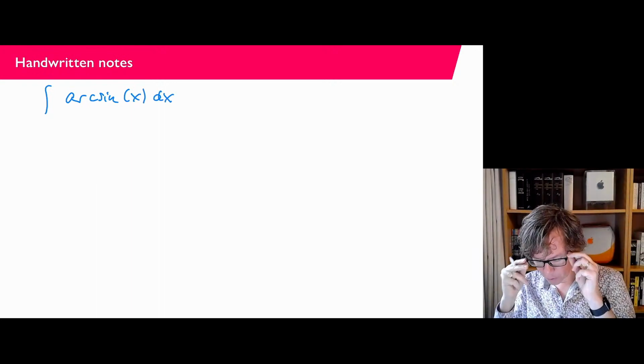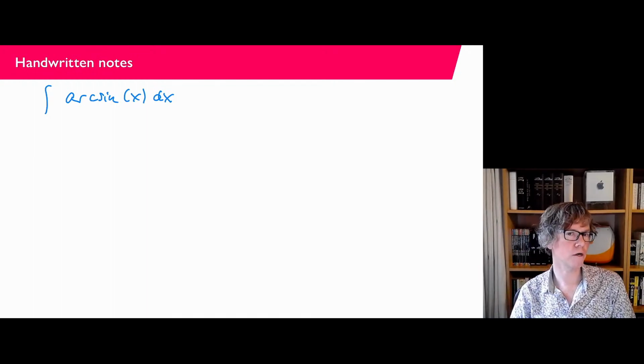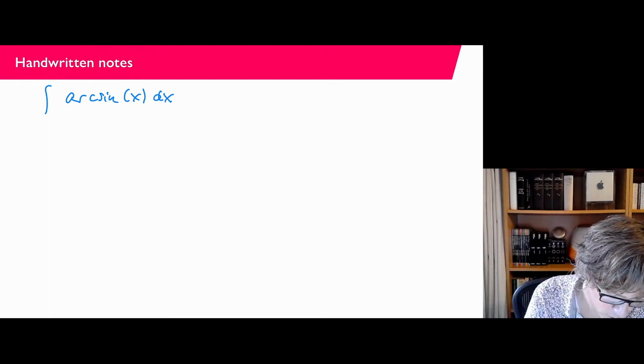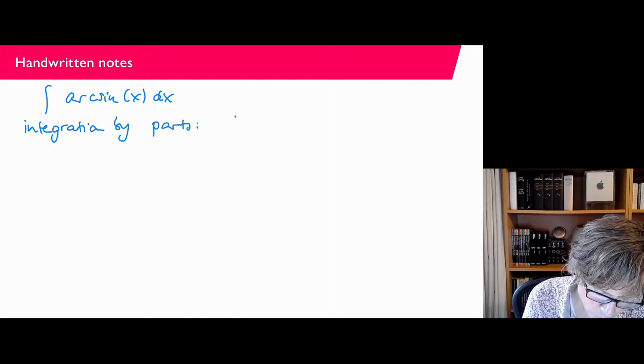Now, if you look, you would expect this maybe to be in the list of standard integrals, like, well, we know the sine and the cosine, we know the primitive functions, but here we do not readily have a primitive function. Substitution is not going to work here, right? You're not going to have anything useful there. So what we are going to do is integration by parts. So I'm going to choose u to be the arcsine function. I'm going to say that dv is dx.